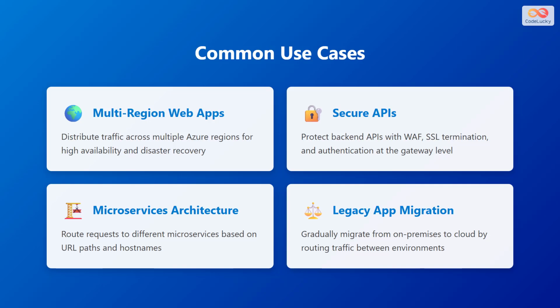Application Gateway excels in several scenarios. For multi-region web applications, it distributes traffic across multiple Azure regions, ensuring high availability and disaster recovery. When securing an API, it provides WAF protection, SSL termination, and gateway-level authentication. In microservices architectures, it intelligently routes requests to different microservices based on URL paths and hostnames. Finally, for legacy application migration, it enables gradual migration from on-premises to cloud by routing traffic between both environments based on specific criteria.